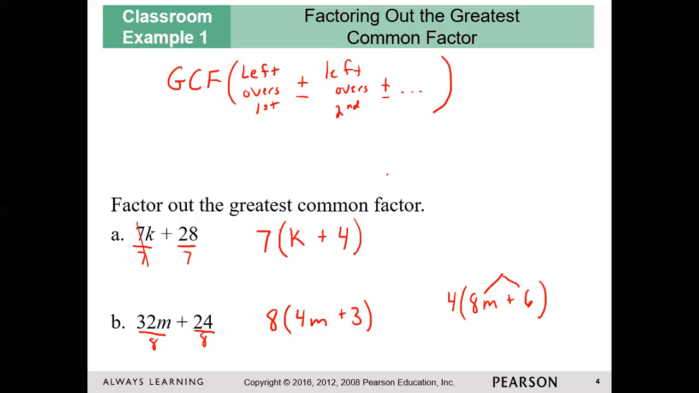The terms that are inside the parentheses, the leftovers, have to be what's called relatively prime, which means their GCF inside the parentheses has to be 1. If the GCF is any number greater than 1, it means you have more work to do, or you did not pick a GCF that was large enough.